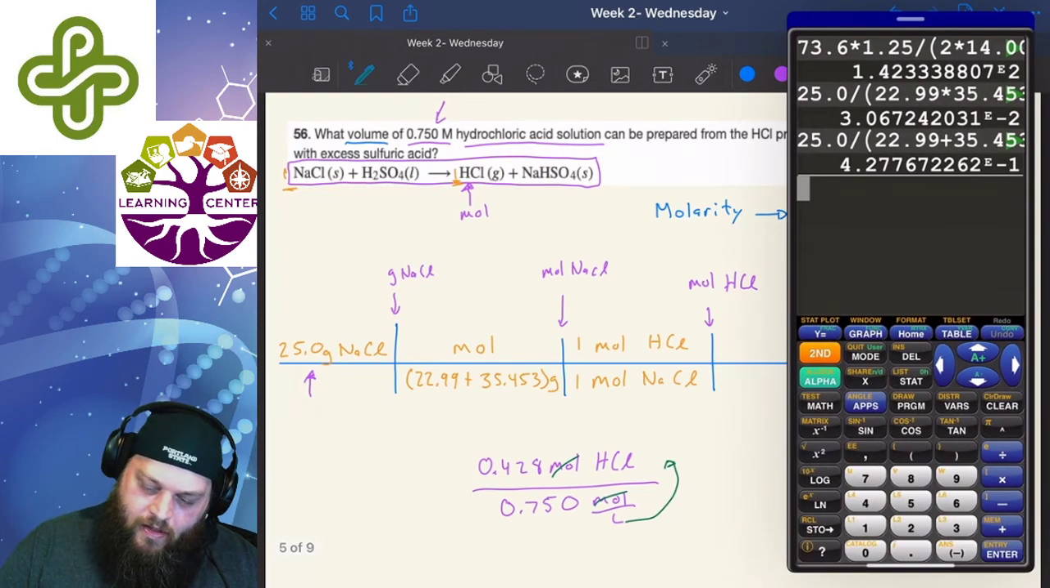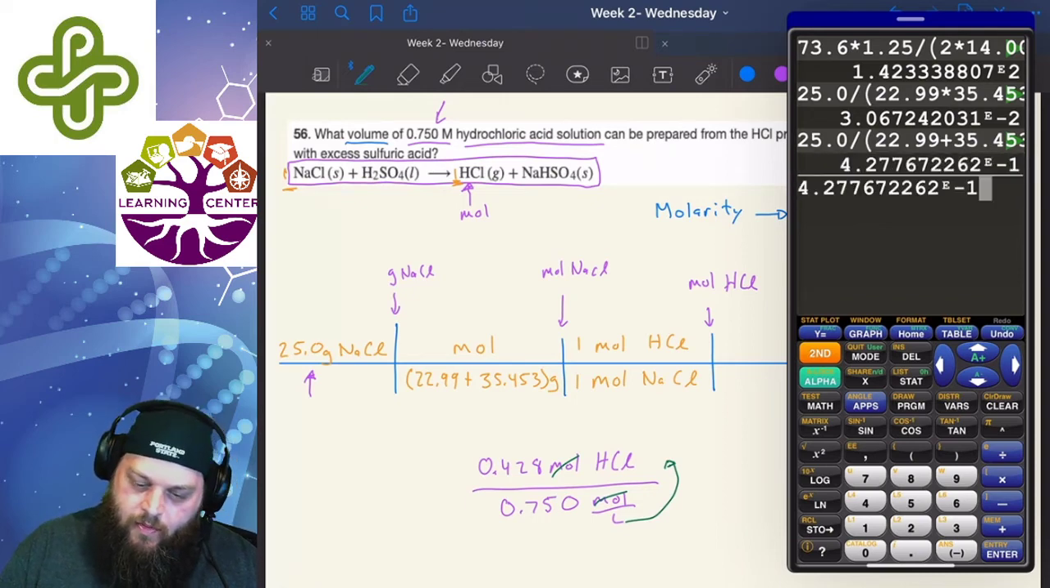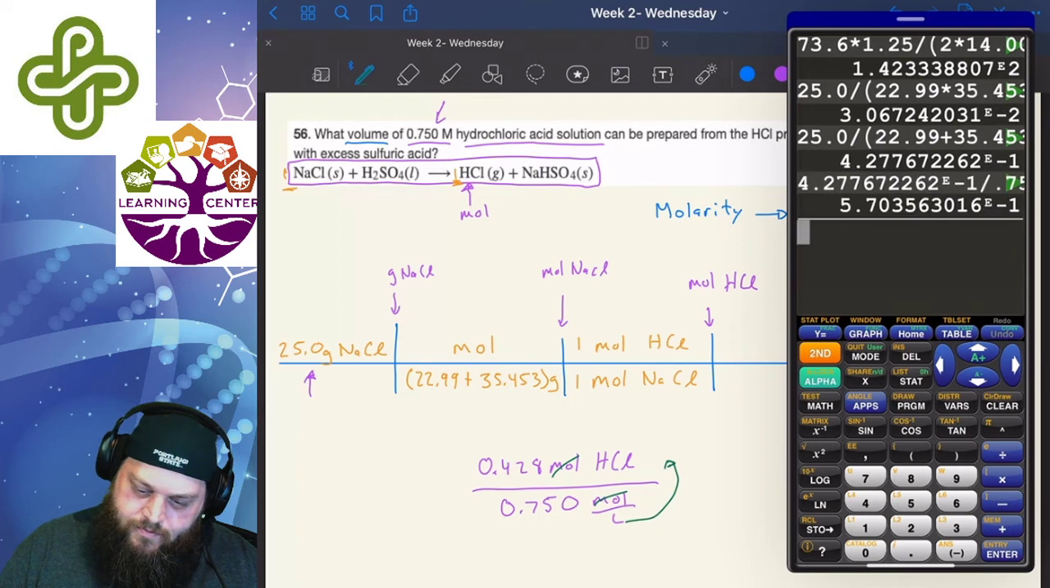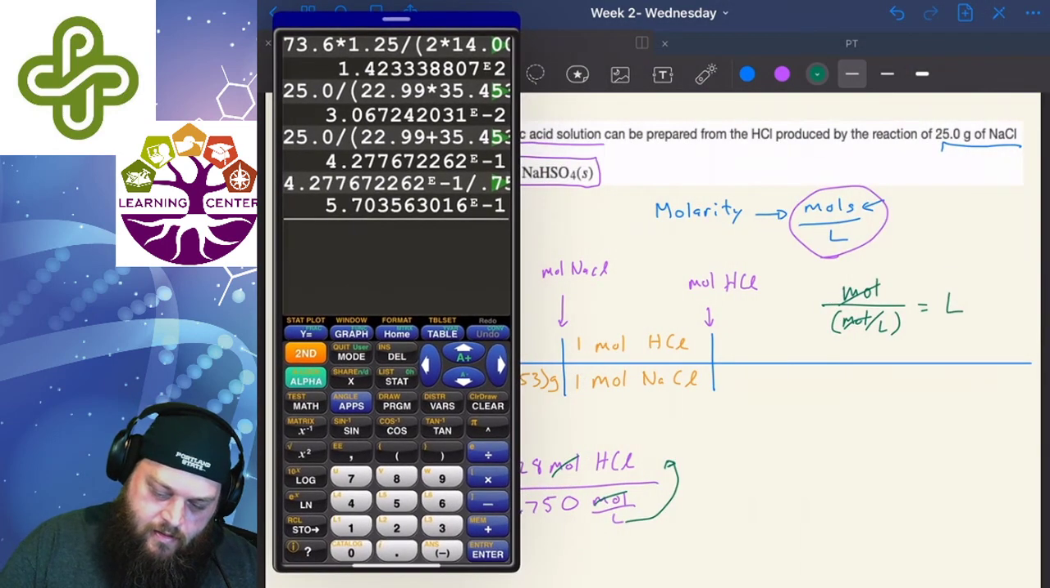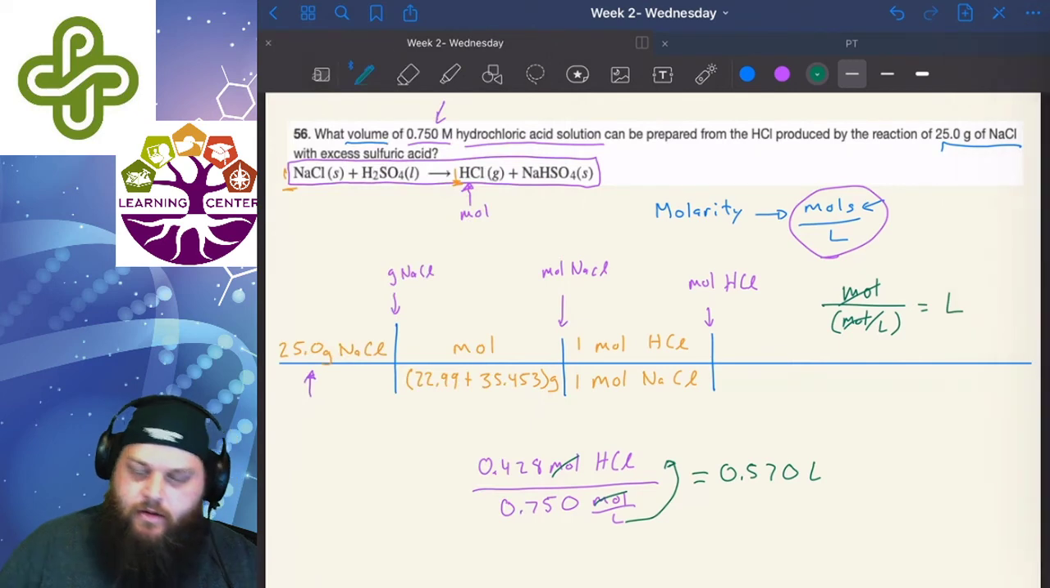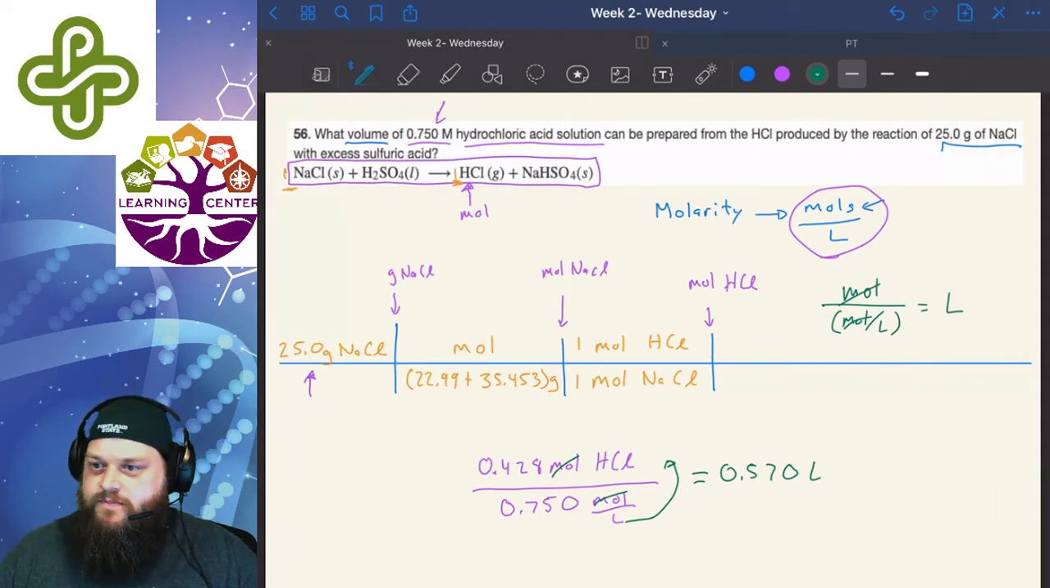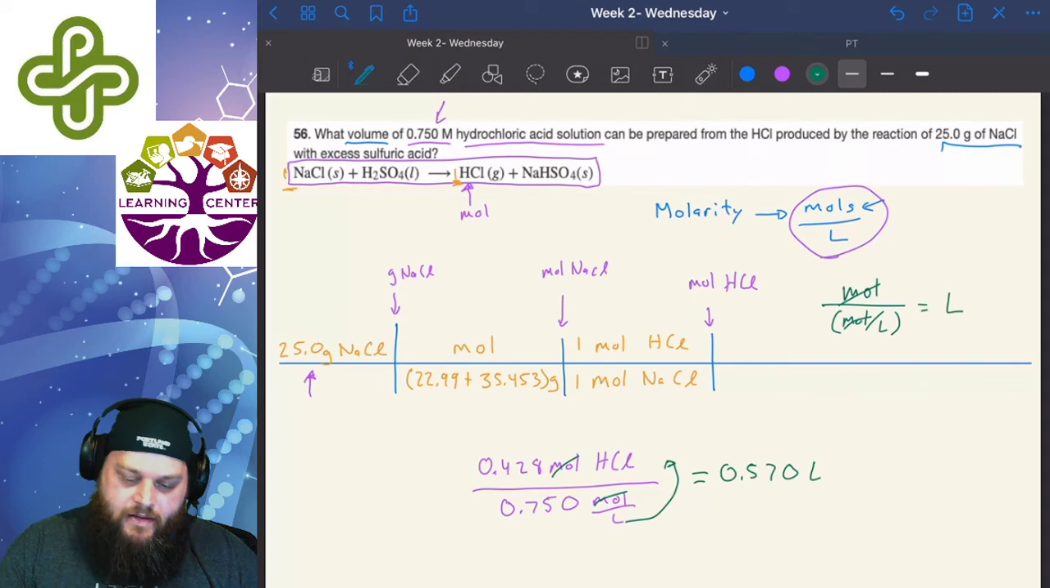And we can get 0.428. To not have a rounding problem, I'm going to grab that number there. I'm then going to divide that whole thing by 0.75. And that's what I get. This equals 0.570, 3 sig figs, liters. So it's a little over half a liter, almost 0.6 liters. And that is the volume that we need to mix in.